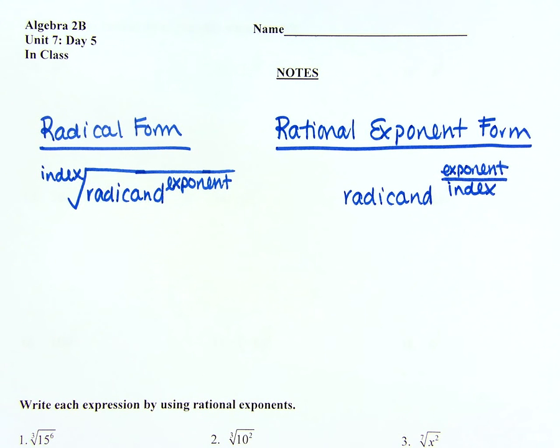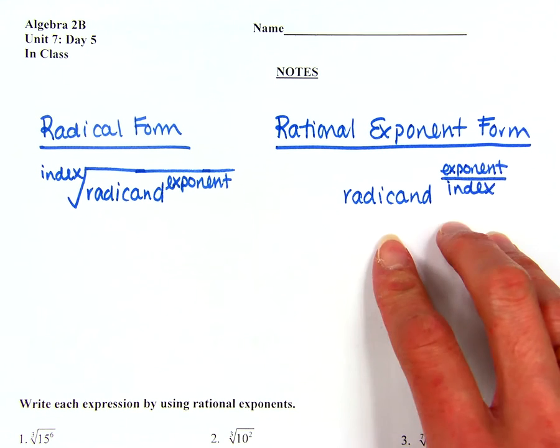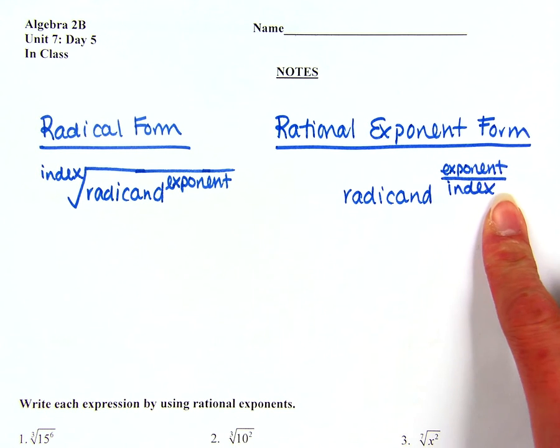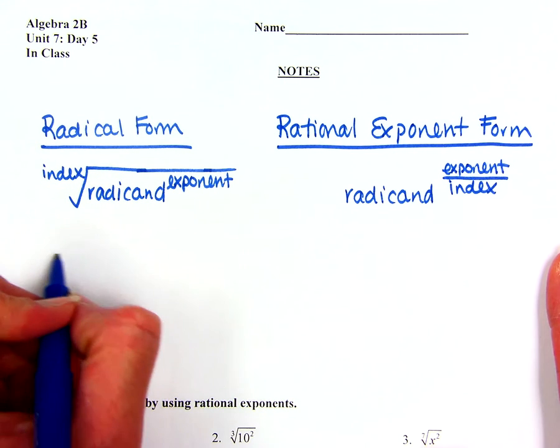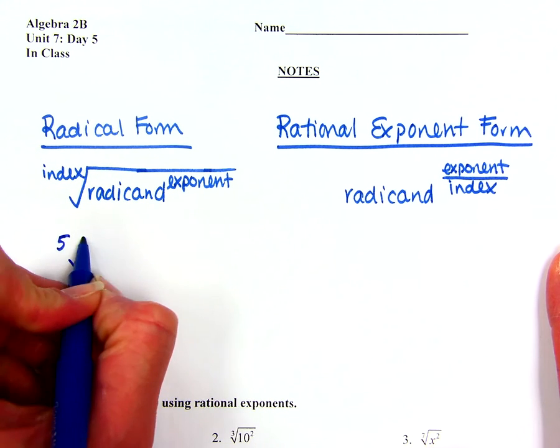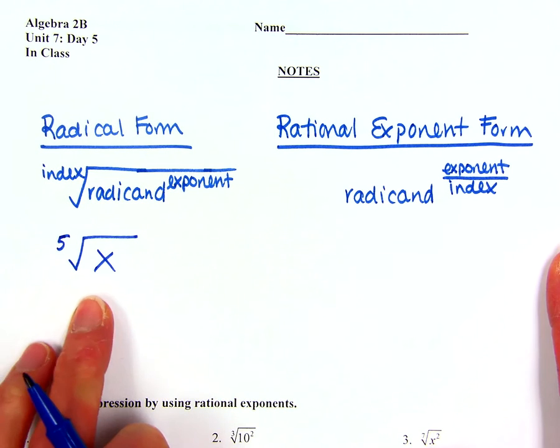Alright, so today we're just converting radicals into what's called rational exponent form. So essentially it's just a power that has a fractional exponent. So we already know that the index is the little number that's over here. So let's say, for example, we have the fifth root of x. Right? We've seen this before.